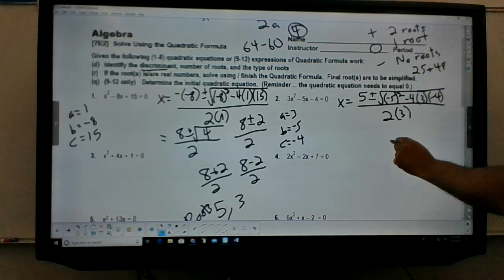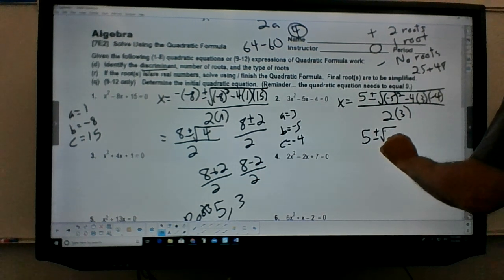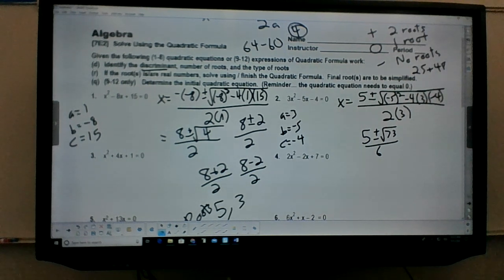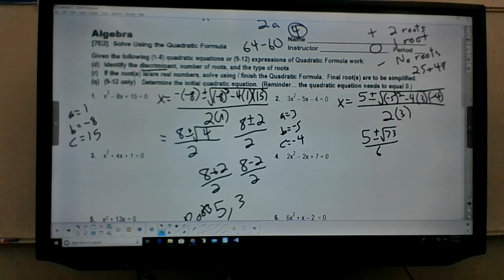So it's positive. We have 2 roots. So we have 5 plus or minus the square root of 73 over 6. If it asks for an exact answer, that is an exact answer. So 5 plus square root of 73 over 6, 5 minus square root of 73 over 6.